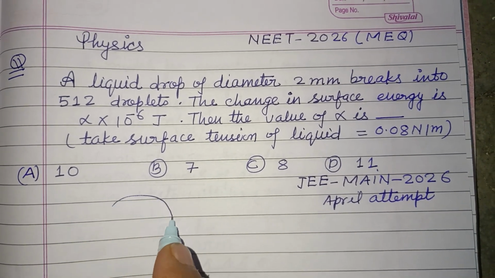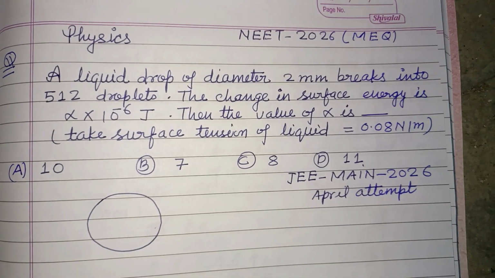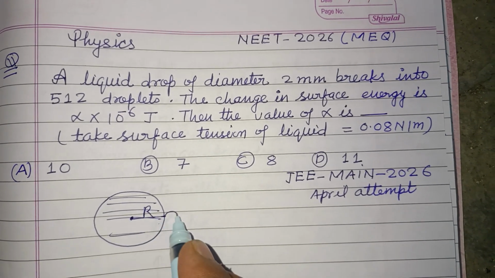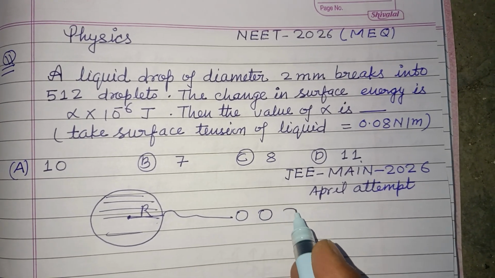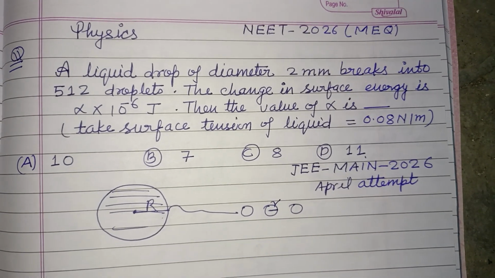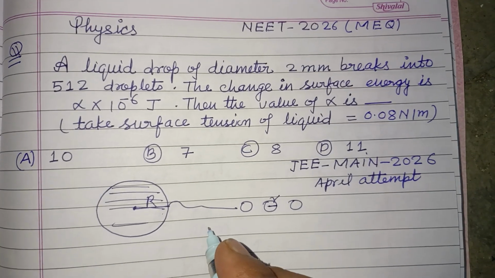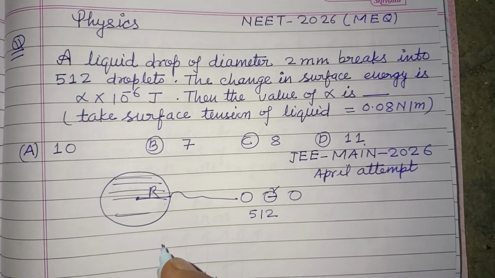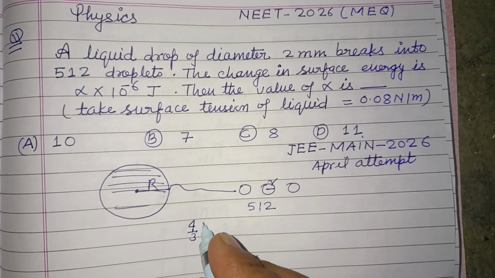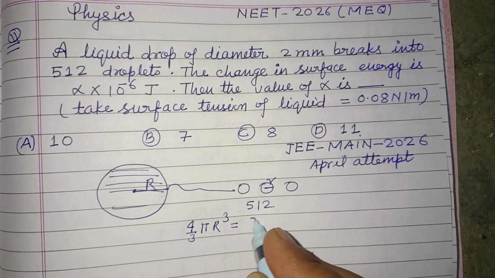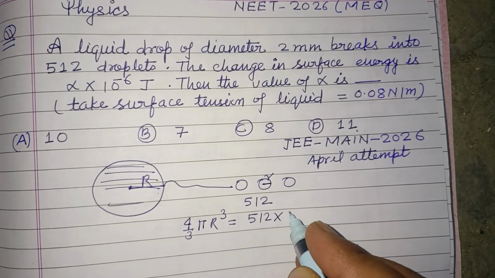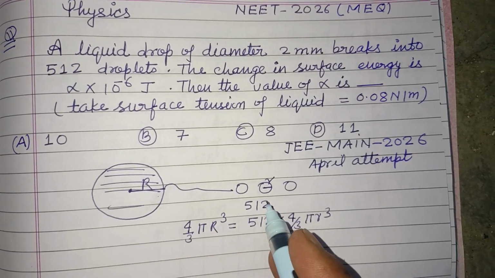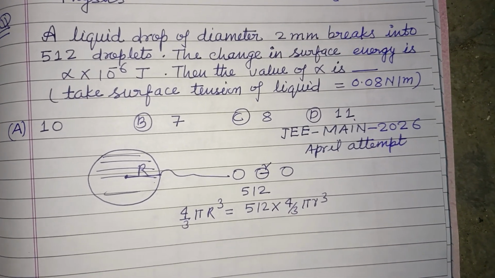So students, here is a droplet, and you know that a droplet has only one surface, of radius capital R, and it breaks into small droplets of small radius r. Then the volume remains constant, and the number of droplets is 512. So 4 upon 3 pi R cube equals 512 into 4 upon 3 pi r cube. The volume of the bigger drop is equal to the total volume of the 512 drops.